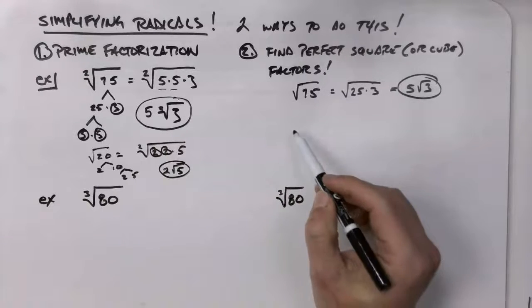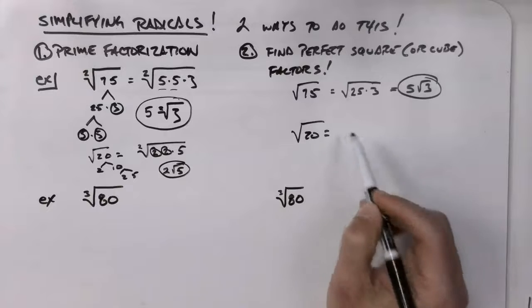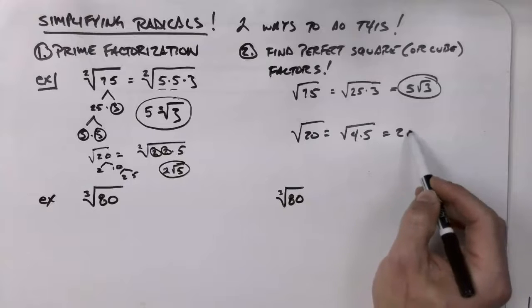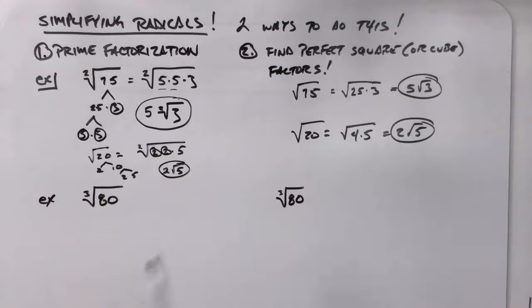If I did it this way, I would say, okay, the square root of 20. Well, the square root of 20 is 4 times 5. 4 is a perfect square. The square root of 4 is 2, and that would be 2 rad 5. Again, same answer either way. Now I'm going to do this same question here with the cube root of 80.